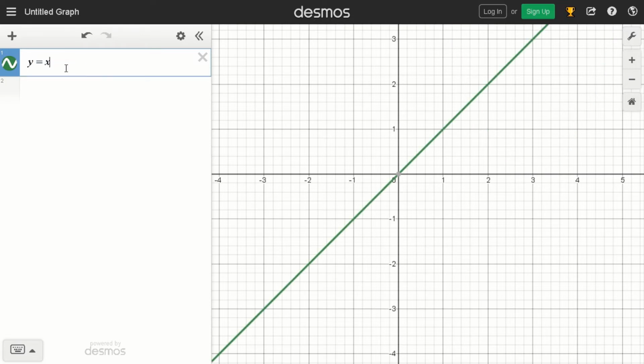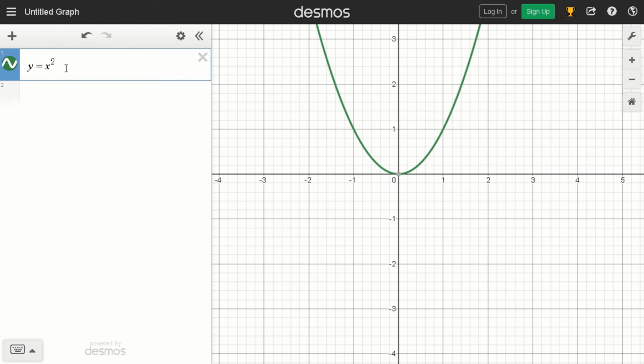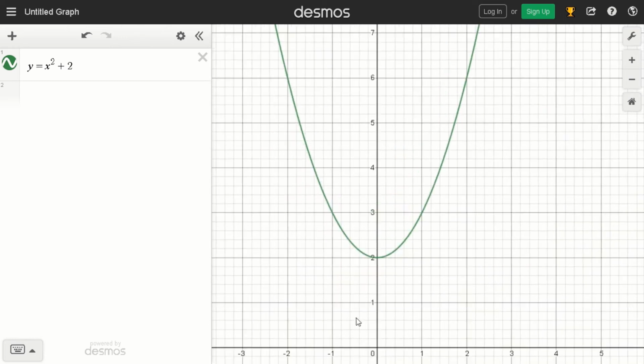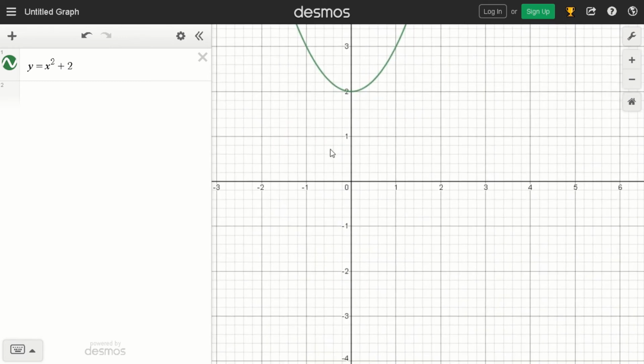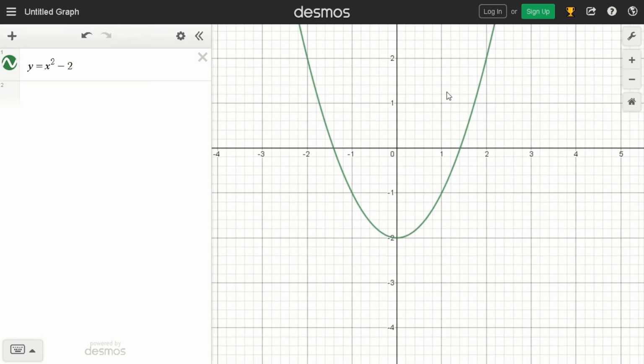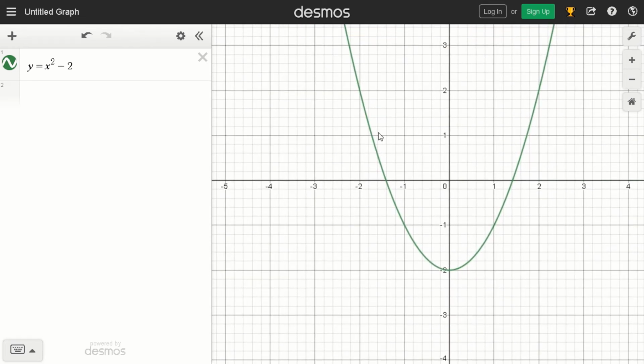Now, let's go back to the parabola which started at the origin. When you add directly to the function, for example I add 2, it goes up. That is our vertical translation. We move up. However, when you go down, you subtract. As you can see, the parabola goes down 2 units. That's how it works when you have your quadratic.